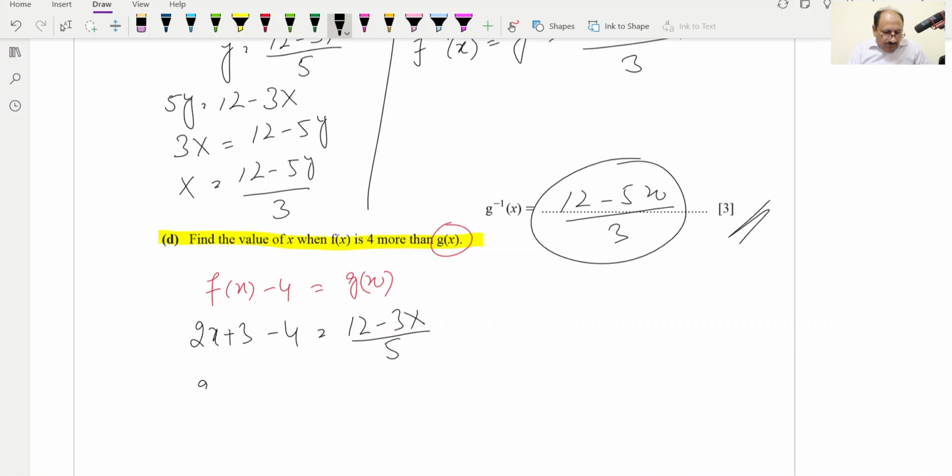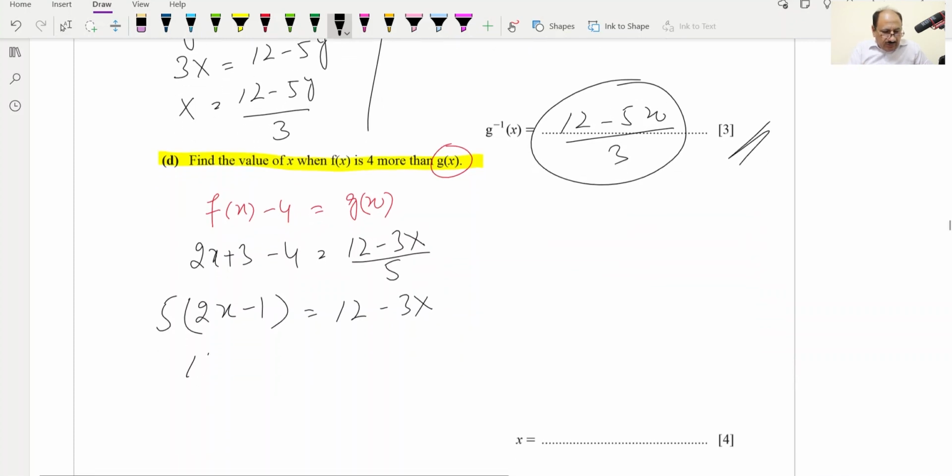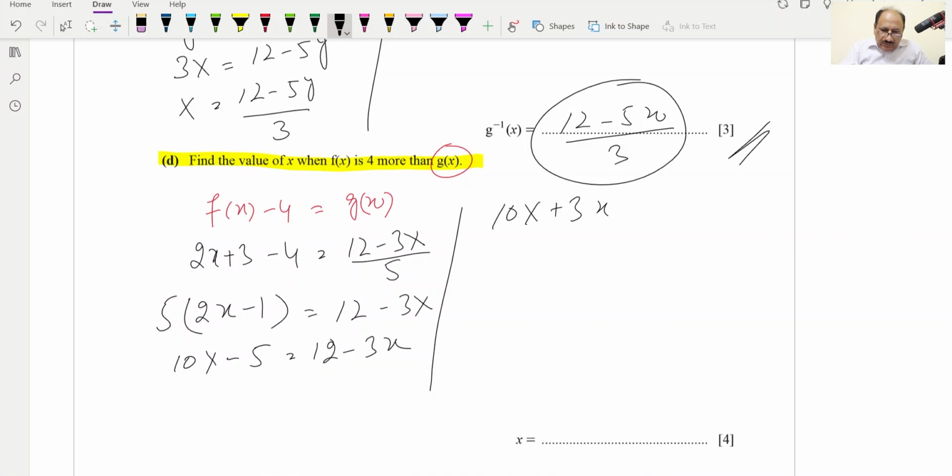Now we can simplify 2x minus 1, and we can cross multiply also. 5 times (2x minus 1) is equal to 12 minus 3x. Open the brackets: 10x minus 5 is equal to 12 minus 3x. Now we can shift 3x to the other side, so it will be 10x plus 3x, and this will be equal to 12 plus 5, so 13x is equal to 17.